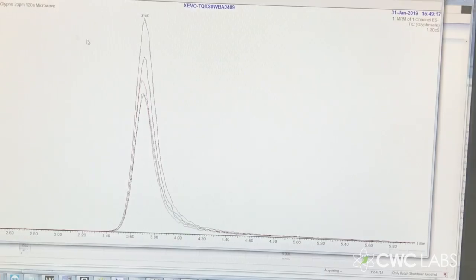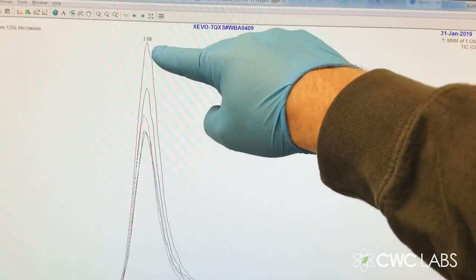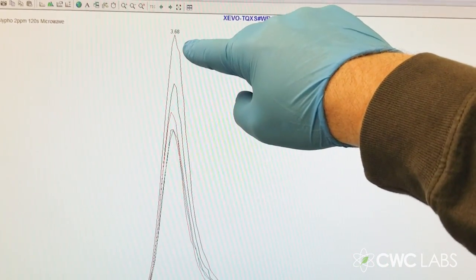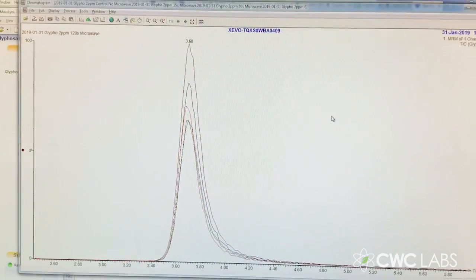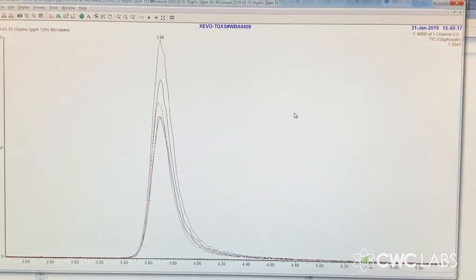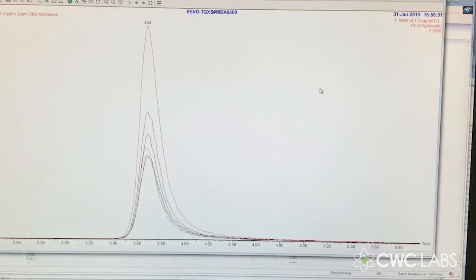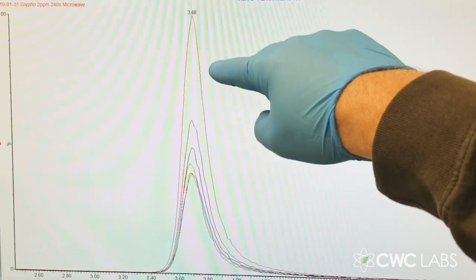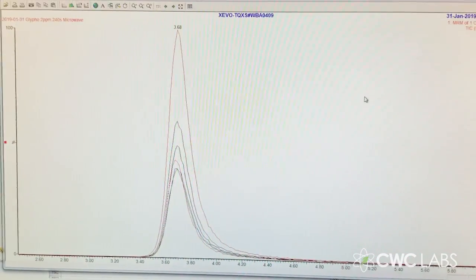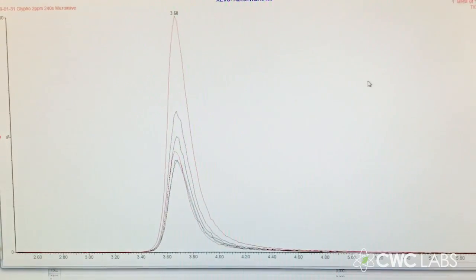Let's look at the 2 minute. Oh, whoa. The 2 minutes of microwaving now has an even bigger peak. The glyphosate concentration is going up even more. Let's go to 4 minutes. Oh man, 4 minutes, this is the new peak here. The glyphosate concentration has skyrocketed compared to the original, which is down here.